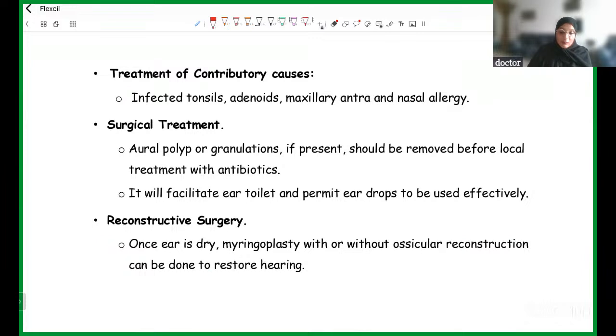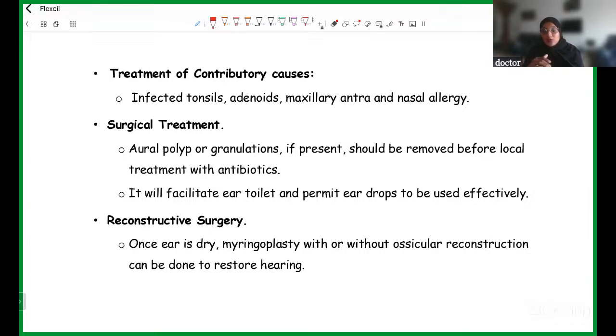Now, surgical treatment. Aural polyp or granulation, if there are any polyps or if there are any granulations, they should be removed before you start any local treatment with antibiotics. Because this will permit the eardrops to enter the ear effectively. Right? If there is an ear blockade, there's no point you're just superficially putting eardrops in the patient's ear. You just prescribed him and you're asking him to use, but his ear is blocked. It's not reaching the point, right?